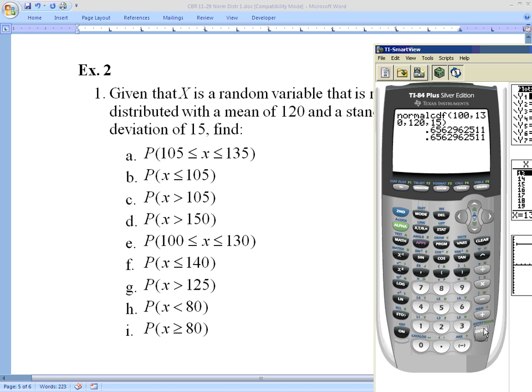65.6%. Again, it's written as a decimal here, but just move your decimal over, and we can see that we have 65.6% for that one. All right, let's try doing F.